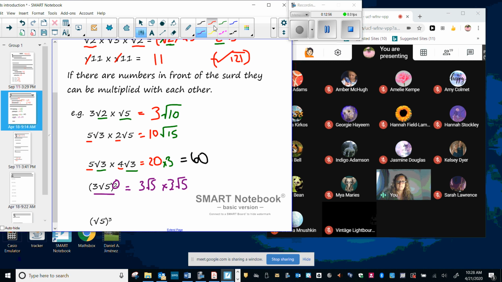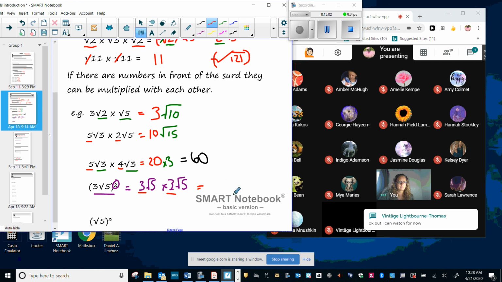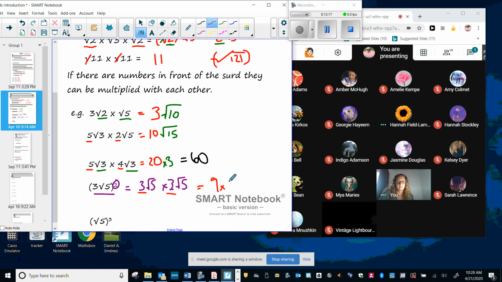Let's deal with our big numbers first. Our 3 multiplied by 3 is 9. Yep. And then the root 5 times the root 5 is 5. Awesome. And then 9 times 5 is 45.